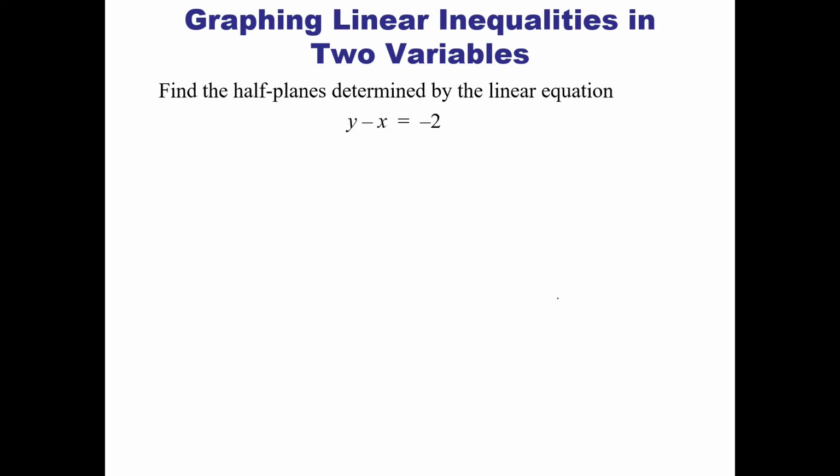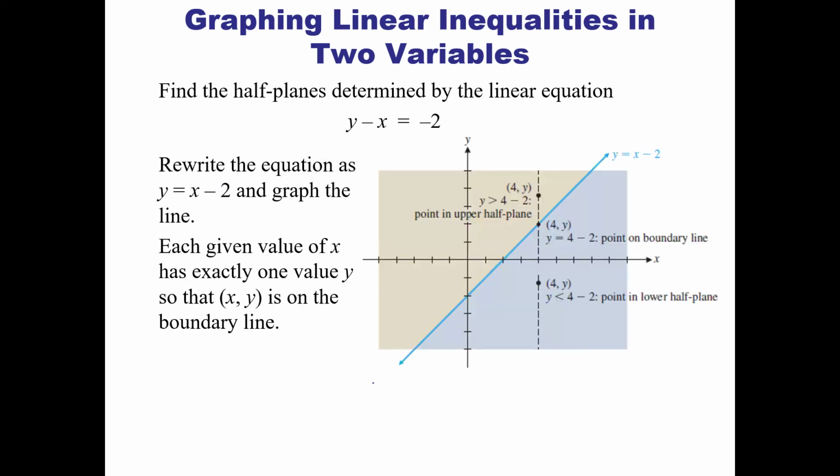Now, what we want to do is find the half planes determined by the linear equation y minus x equals negative 2. First, we're going to plot y equals x minus 2, because we take the x to the other side. That's the boundary line we get. That's when it equals, and when it equals, we're going to have that line as a solid line. Anything above it is going to be greater than x minus 2, and anything below it is going to be less than x minus 2.